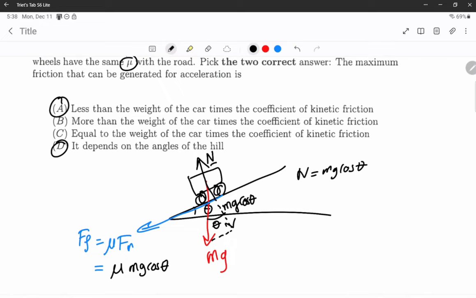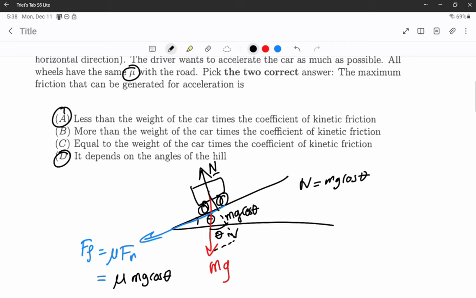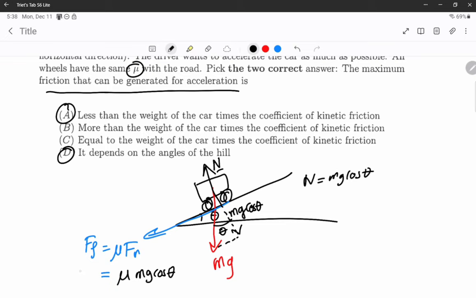And then now I guess we do what is asked for, the maximum friction that can be generated for the acceleration. Okay, so we have the formula for F_f. Now, let's see, it asks: less than the weight of the car times the coefficient of kinetic friction, more than the weight of the car times the coefficient of kinetic friction mu, or equal to the weight. So we have less than, more than, equal to, and then the last one, it depends on the angle of the hill. Now this problem asks for two correct answers.